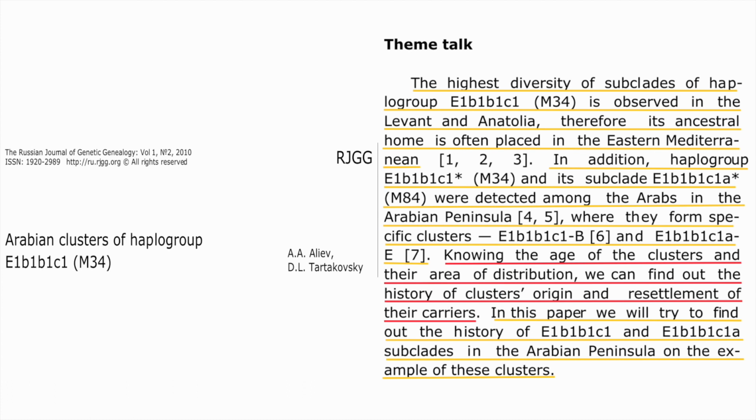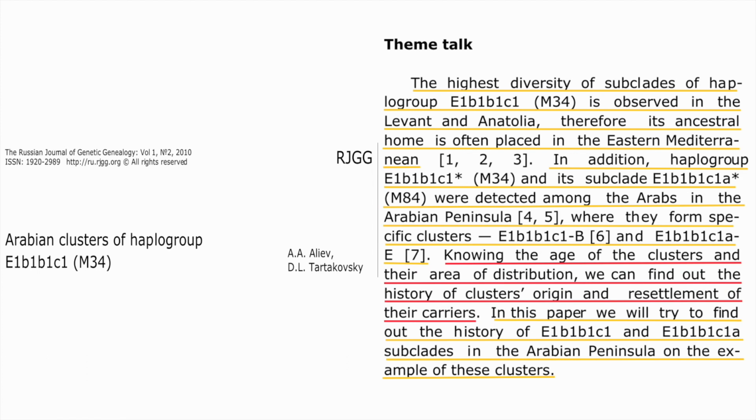In addition, haplogroup M34 and its subclade M84 were detected among the Arabs in the Arabian Peninsula, where they form specific clusters E1B1C1-B and E1B1C1A-E. Knowing the age of the clusters and their area of distribution, we can find the history of clusters' origin and resettlement of their carriers.